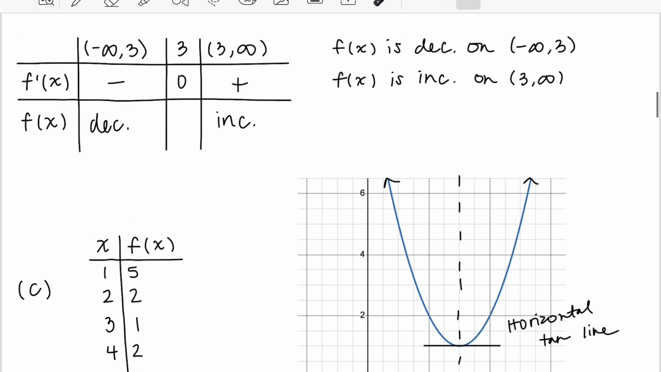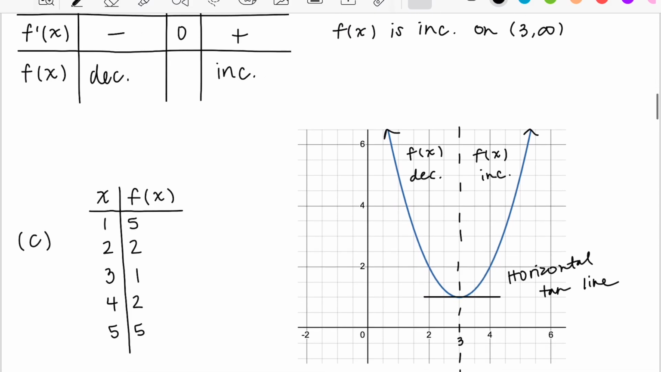And so as we can see, our function is decreasing on this interval. As we move from left to right, all of our f of x values are getting smaller and smaller. And then after 3 and on, all of our f of x values are getting bigger and bigger, so our function is increasing, which matches what we have here. So here f of x is decreasing, and then here f of x is increasing.